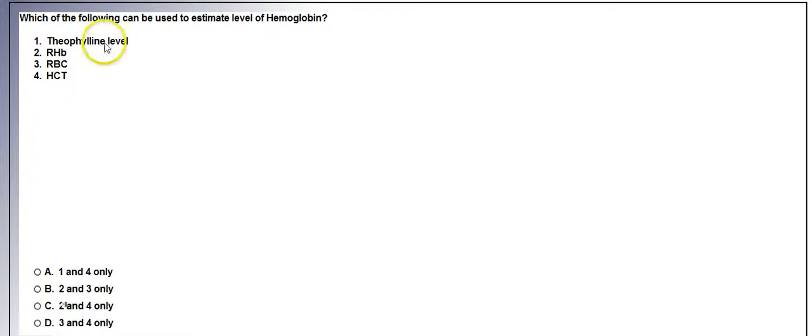Let's move on. So which of the following can be used to estimate the level of hemoglobin? Like I said, it's gonna be the hematocrit and your RBC. This one is for asthma. RHB, you never heard of that? Don't pick it. So it's gonna be your RBC and hematocrit. So they always go together. RBC and H and H. So you pick 3 and 4.